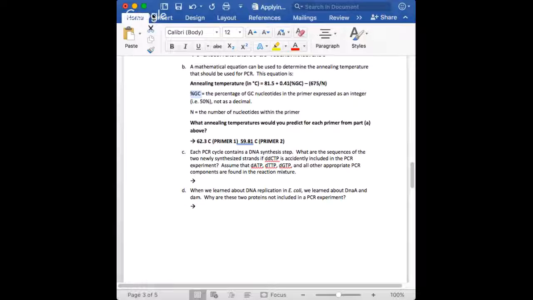So let me share the other screen with you. Other screen. Really quick. Here. Shift.